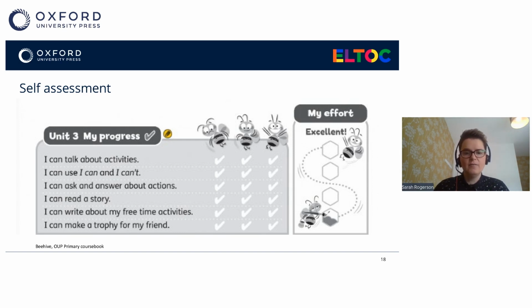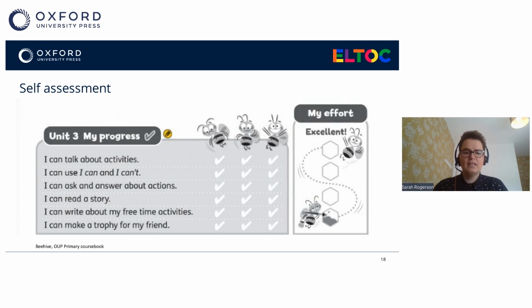Again, it's Beehive, because we love bees at OUP. And you've got a list of things, and you're asking your students to grade themselves, right? I can talk about activities. Am I going to give myself 1 tick, 2 ticks, or 3 ticks? And then I'm going to describe my effort. How hard am I trying? Am I trying a little bit, or am I trying really hard? And here's why this is important. This is really important because of the conversation that comes out of it, right?